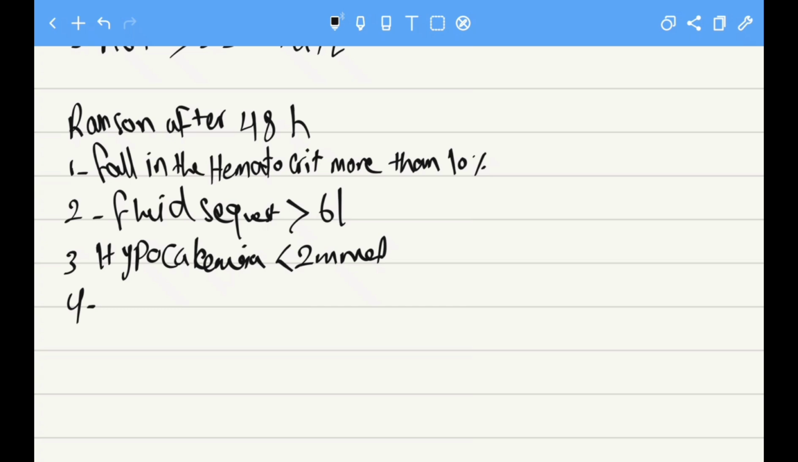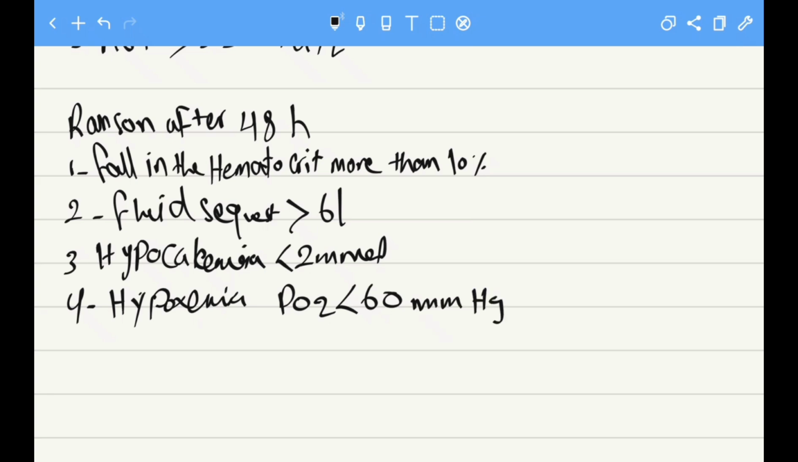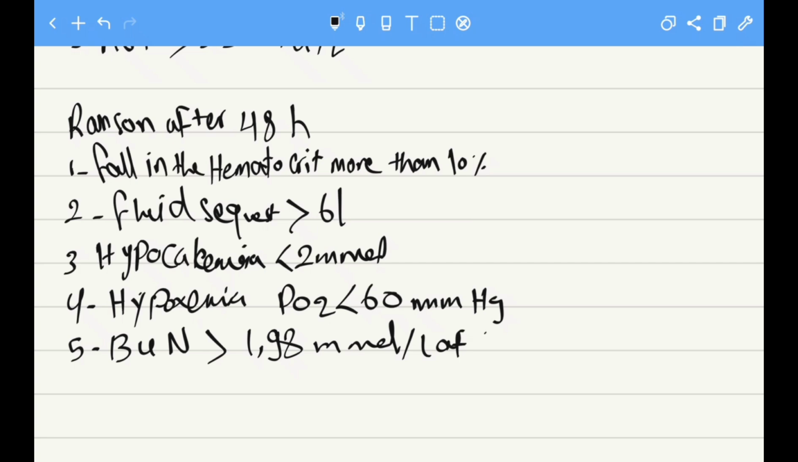And four, hypoxemia, PaO2 less than 60 millimeters of mercury, and there will be an increase in blood urea nitrogen, which will be more than 1.98 millimole per liter after IV fluid resuscitation.